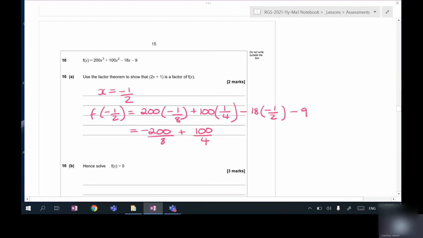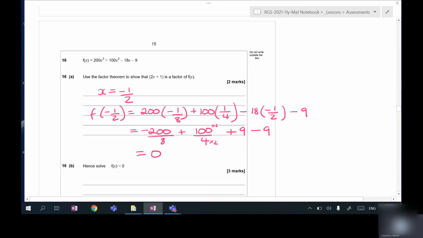So they're obviously equivalent fractions, aren't they? So we could double this one, it would be the same. So because one's negative, one's positive, they will cancel out. Then you've got minus 18 times minus a half would be plus 9, minus 9. So we do, in fact, get 0.